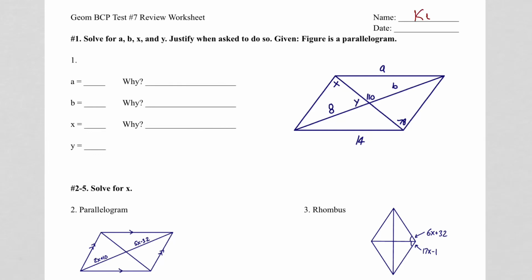Okay, number one, if this is 14, A is also 14 because opposite sides are congruent. Opposite sides of a parallelogram are congruent. If this is 8, and we know that diagonals bisect each other, so if this is 8, B is also 8. Diagonals bisect each other.